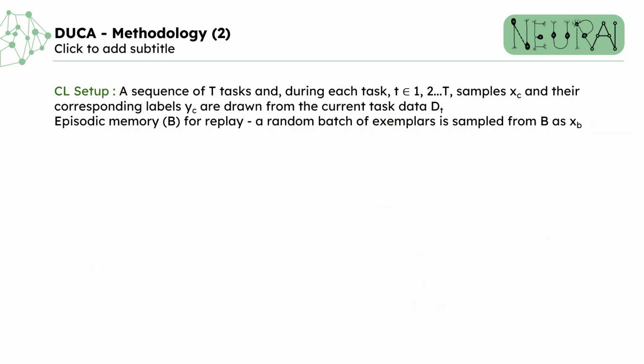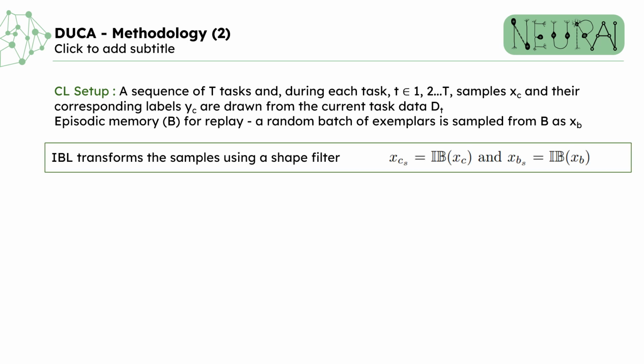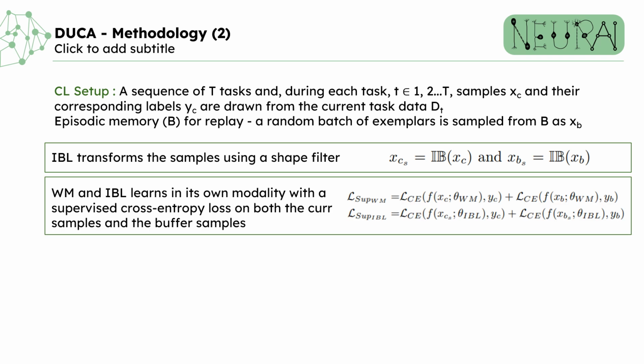A continual learning classification consists of a sequence of tasks, and during each task, samples X_C and their corresponding labels Y_C are drawn from the current task data. Further, for each task, a random batch of exemplars is sampled from an episodic memory. As the first step, inductive bias or the shape filter is applied to generate the shape samples. Reservoir sampling is incorporated to replay all the buffer samples. Each of the networks in the explicit and implicit modules, namely the working model and the inductive bias learner, learns on its own modality with the supervised cross-entropy loss.